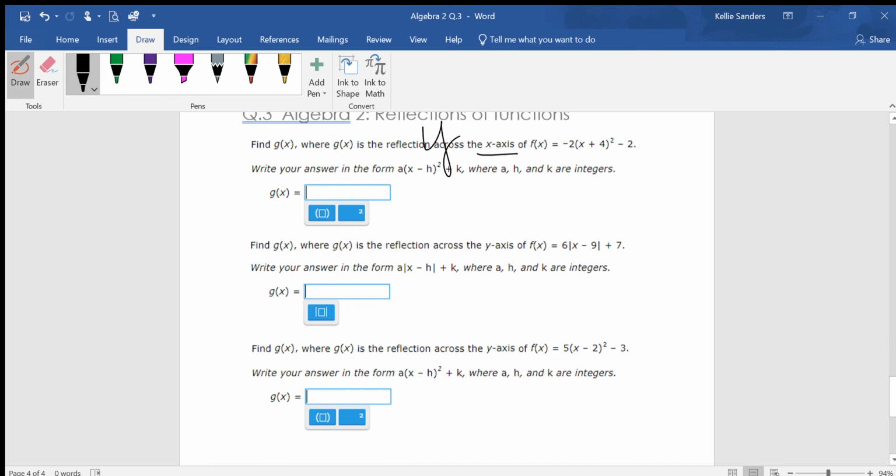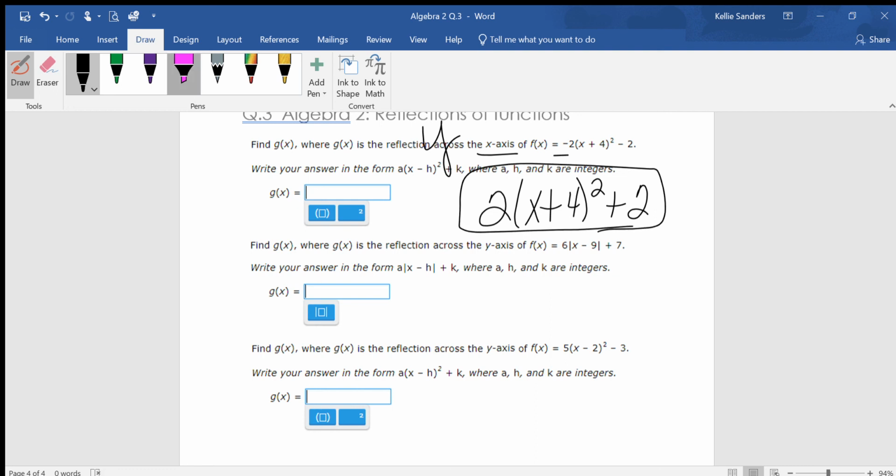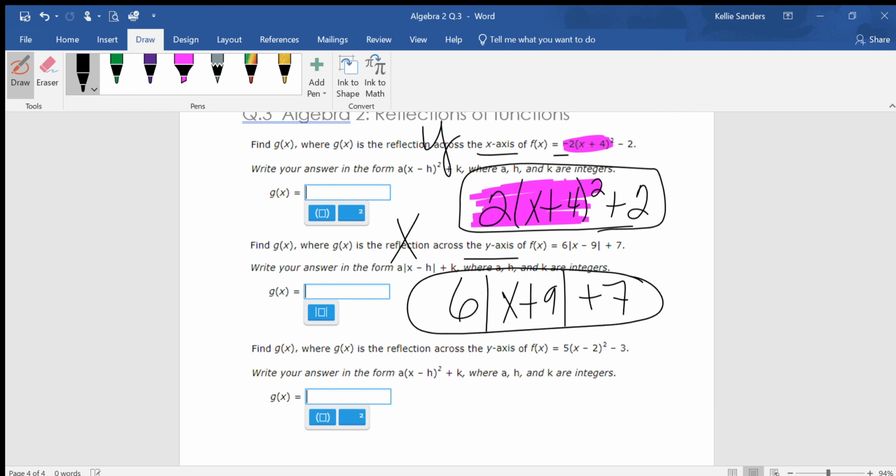Reflect about the x, so we're going to do the y, and the y means everything. So this negative 2 is going to become a positive 2. The 4 stays positive, and the other 2 goes positive. Because this is one term, and at the very beginning I said we're going to change everything, but we're going to change every term, not every sign. Reflect about the y, so we're just going to change the x. If we're just going to change the x, then the 9 changes, but the 6 and the 7 do not change.